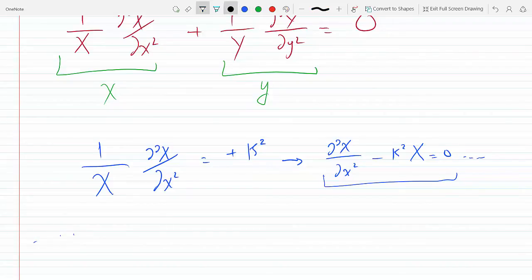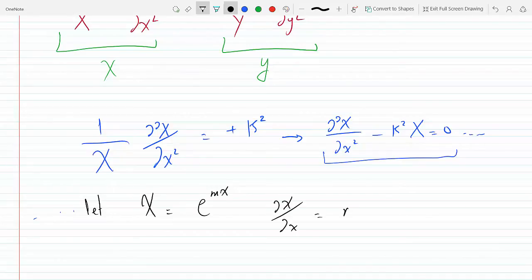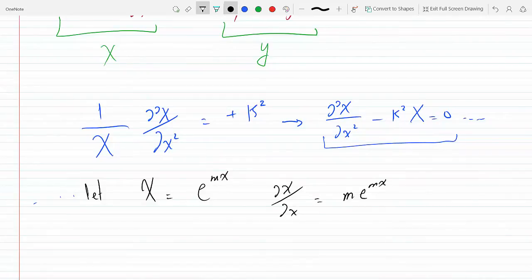The way to solve this differential equation is you say let big X equal, it's a second order, so you need 2. You let X equal e to the mx. Okay, you know that the solution will have to be exponential. Then you take the derivative of this with respect to x, so you get m e to the mx. You take the second derivative. So what's the second derivative of this?